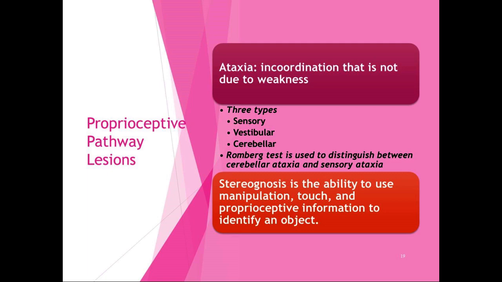So stereognosis is the ability to use manipulation, touch, and proprioceptive information to identify an object. This is what we use when it's dark and we forgot to turn on the porch light and we're standing on our front porch digging around in our backpack or our handbag for keys, and you're feeling everything with your fingers, you can't see it, and you're identifying that information.